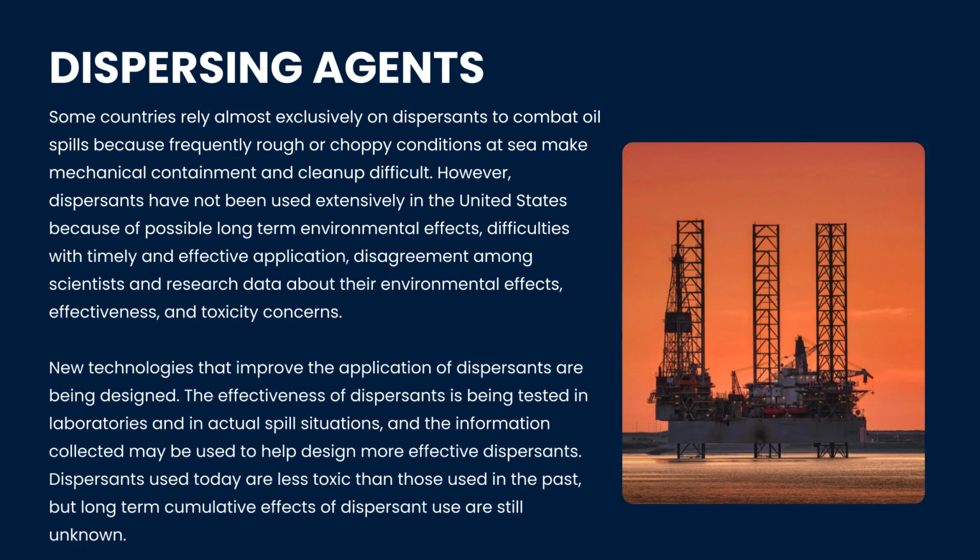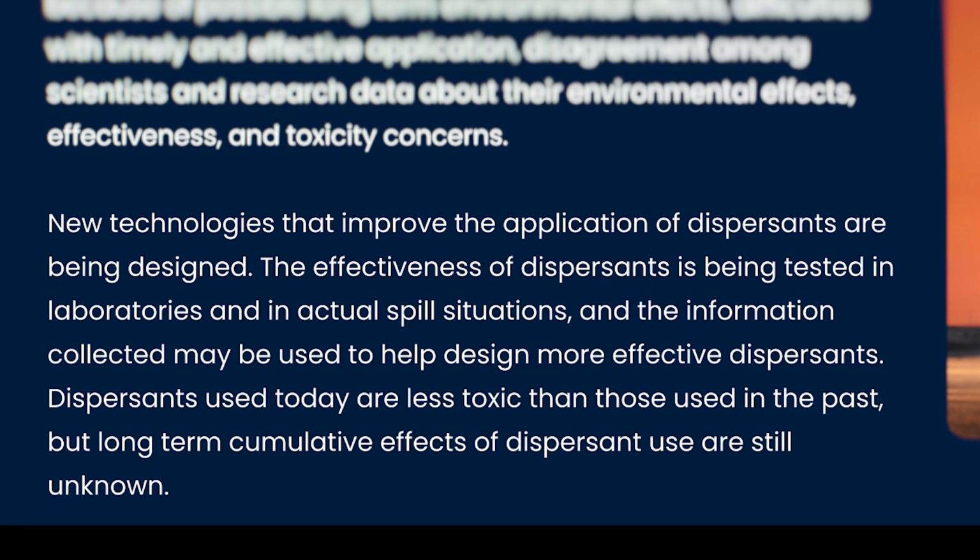Some countries rely heavily on dispersants because rough or choppy sea conditions can make mechanical containment difficult. In the United States, dispersants have not been used as extensively due to concerns about long-term environmental effects, challenges with timely application, and differing scientific opinions on their effectiveness and toxicity. While modern dispersants are less toxic than earlier versions, their long-term cumulative environmental impacts are still not fully understood.